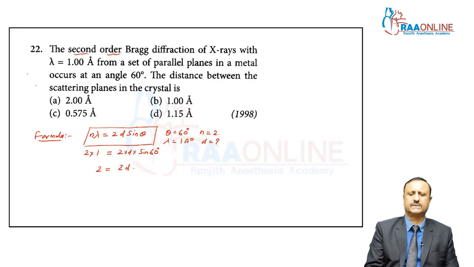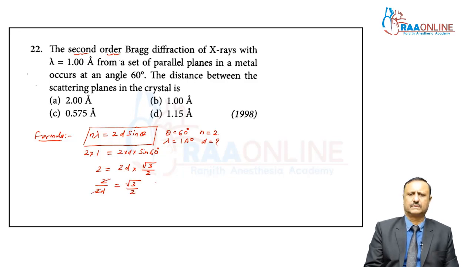What is sin 60, my dear students? It is root 3 by 2. So, my dear students, it is root 3 by 2. 2 upon 2d equals root 3 by 2. These are cancelled.